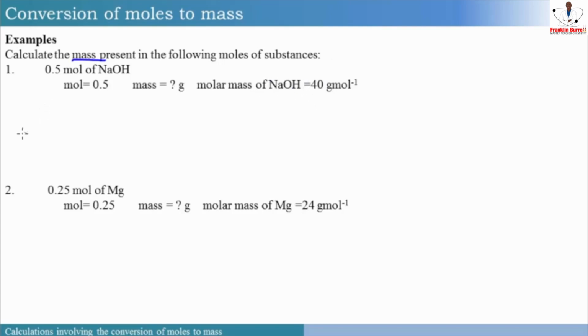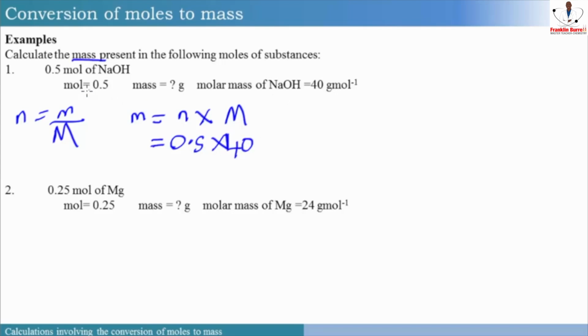So, initially, we knew that moles equal mass over molar mass. But we want mass to be the subject of the formula, so we are going to make M the subject. Therefore, M is equal to moles times molar mass. And so, the moles that we know from the question is 0.5 times the molar mass of sodium hydroxide, which is 40.